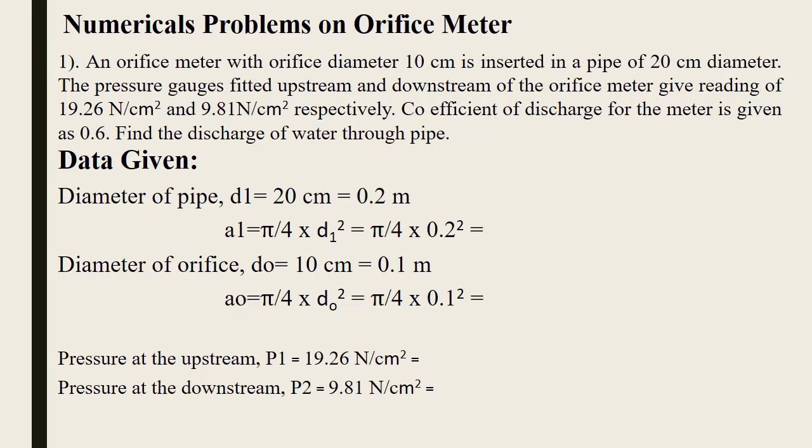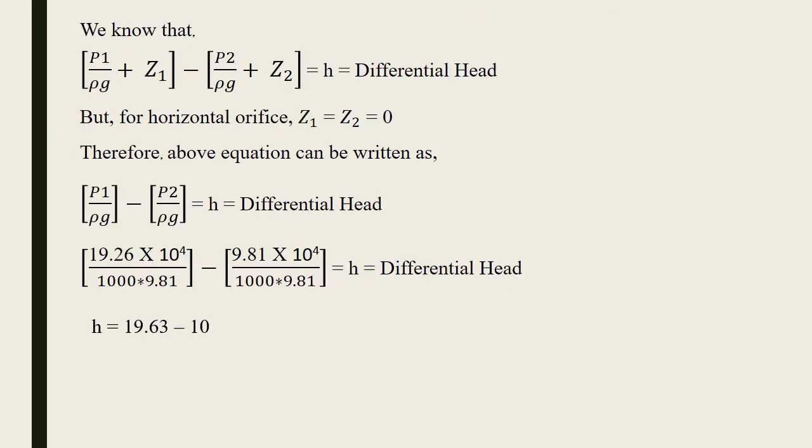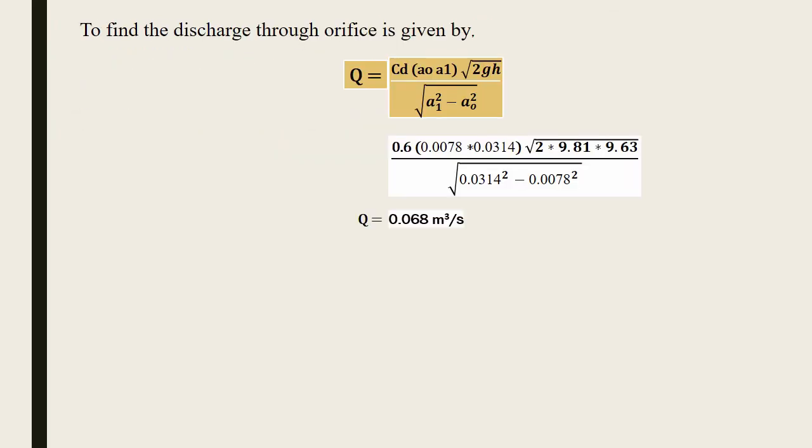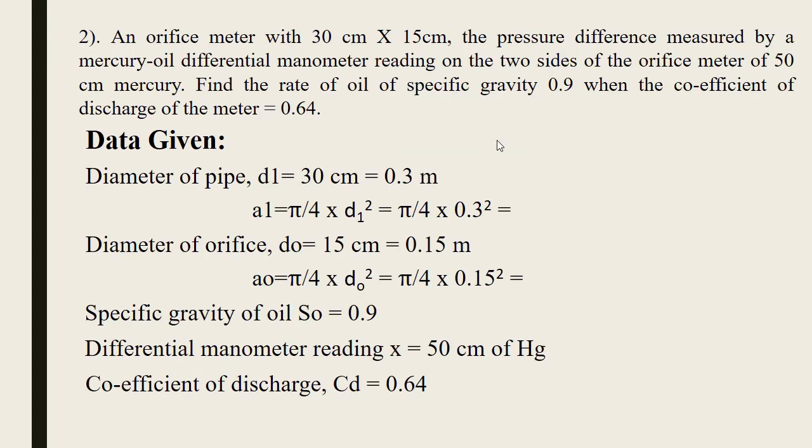He has given the X in this particular problem. Okay, right? So I'll just go to that problem. Here he has given the mercury-oil differential manometer reading on the two sides of the orifice meter as 50 centimeter of mercury. So I have written: differential manometer reading X is equal to 50 centimeter of Hg, meaning mercury.